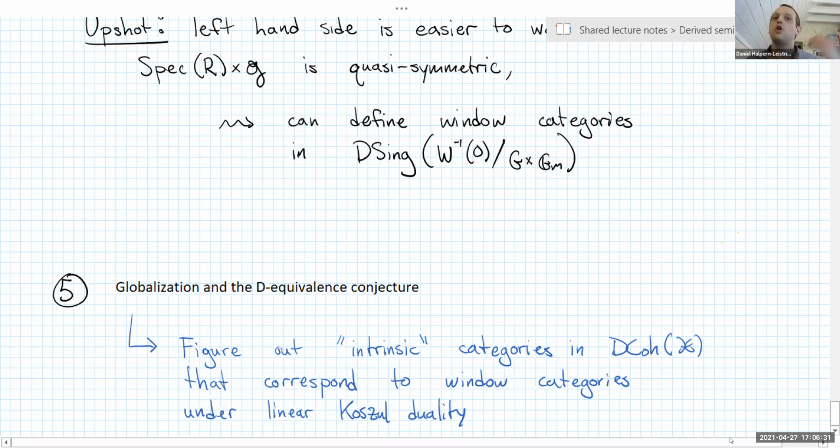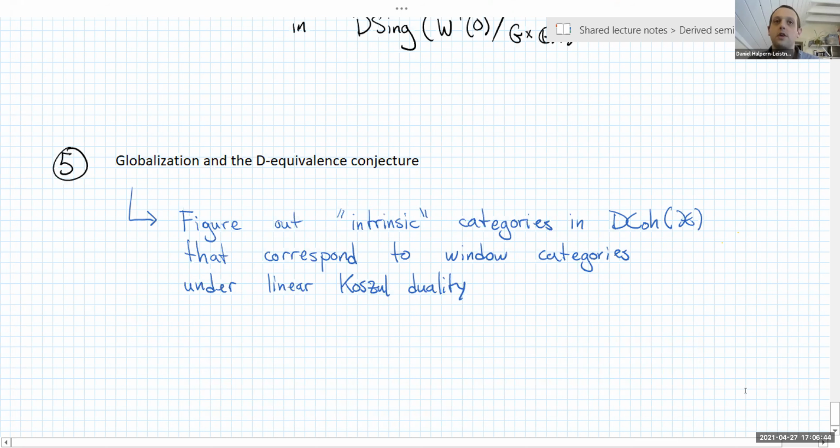And now the question is, how do you glue that? Because this is just a local model. So only locally can you identify this with some category of singularities, using this linear Koszul duality. And so the real key idea in this D-equivalence paper is to identify categories on the original side that correspond under linear Koszul duality to what the window categories are locally. And so that's basically the idea in a nutshell.